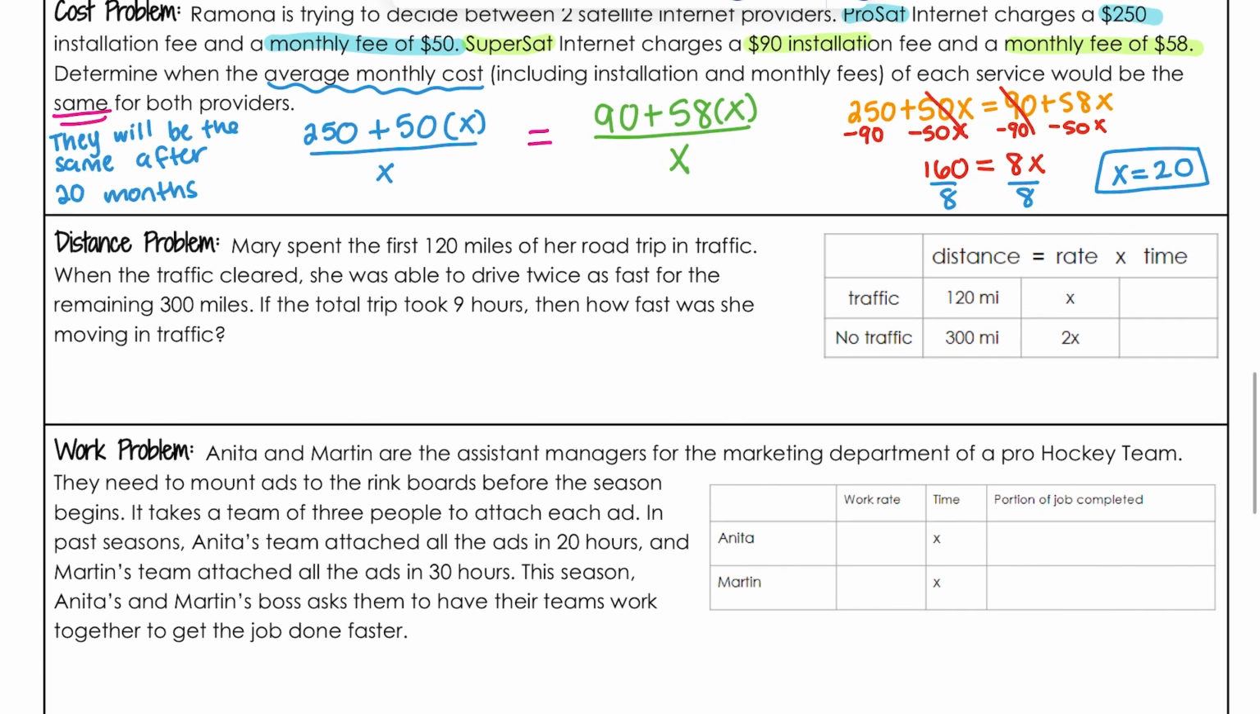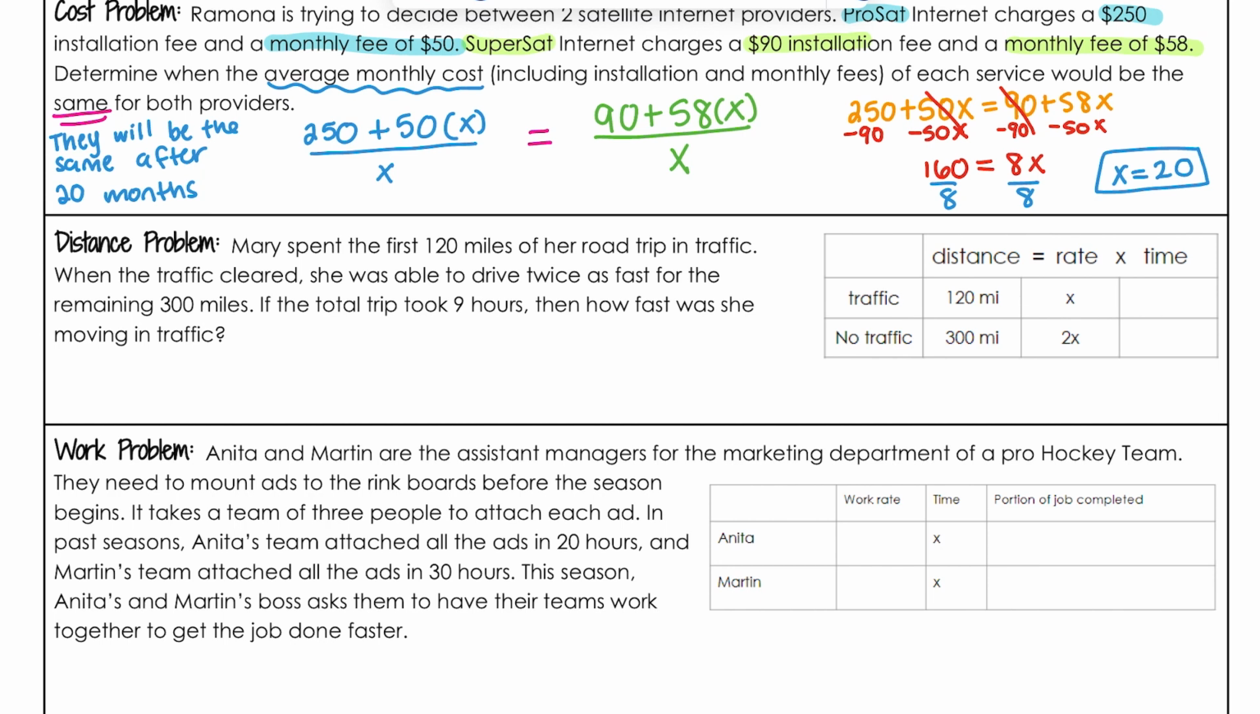The next type of problem that we're going to do is a distance problem. Mary spent the first 120 miles of her road trip in traffic. When the traffic cleared, she was able to drive twice as fast for the remaining 300 miles. If the total trip took 9 hours, then how fast was she moving in traffic?